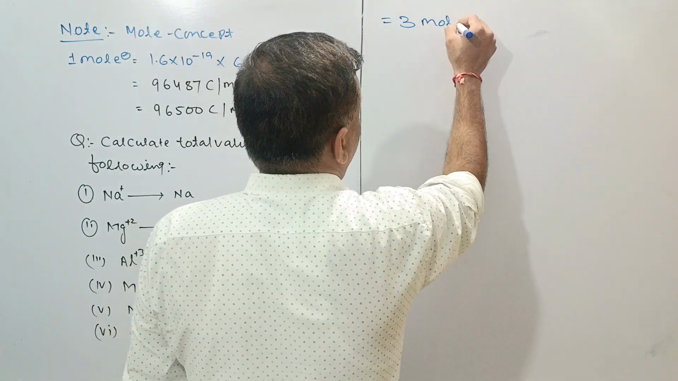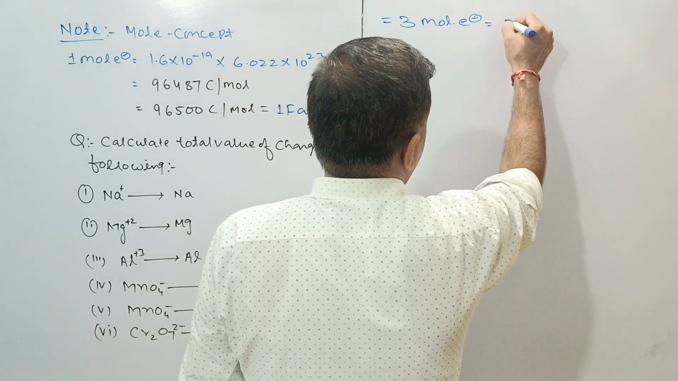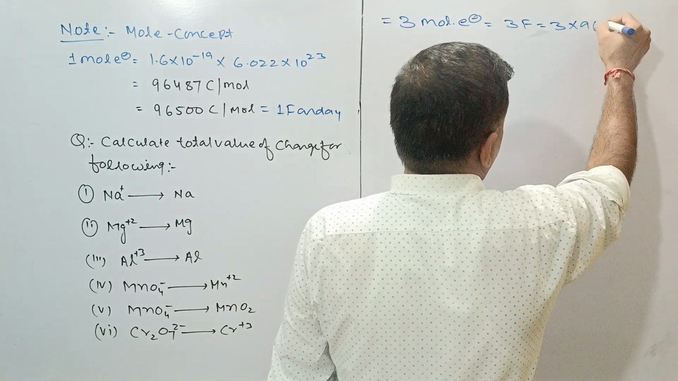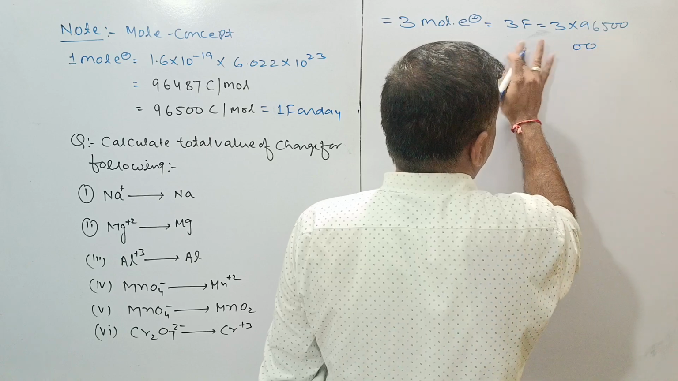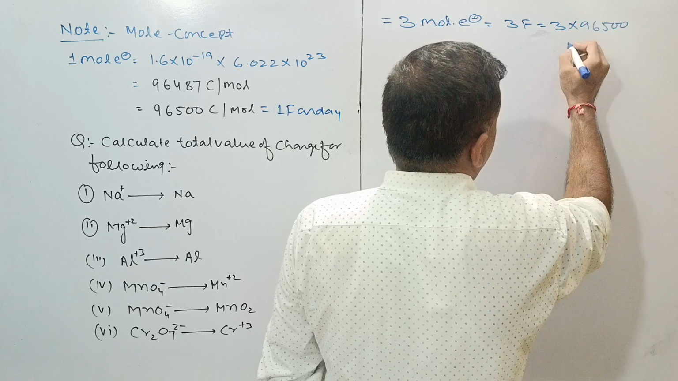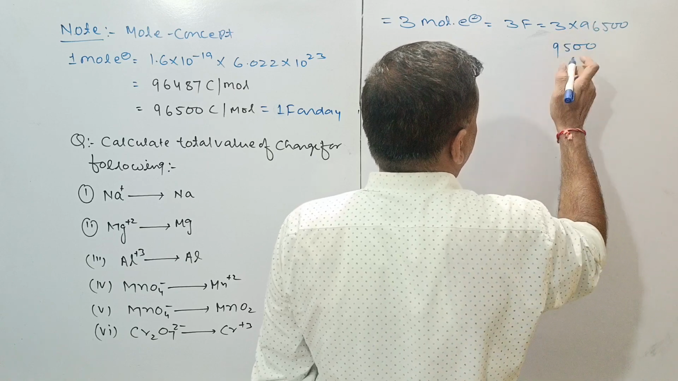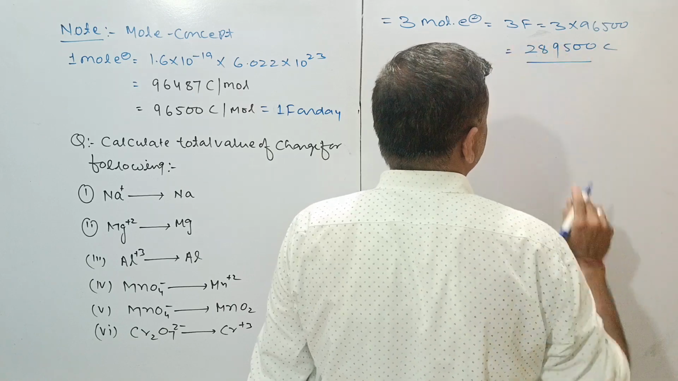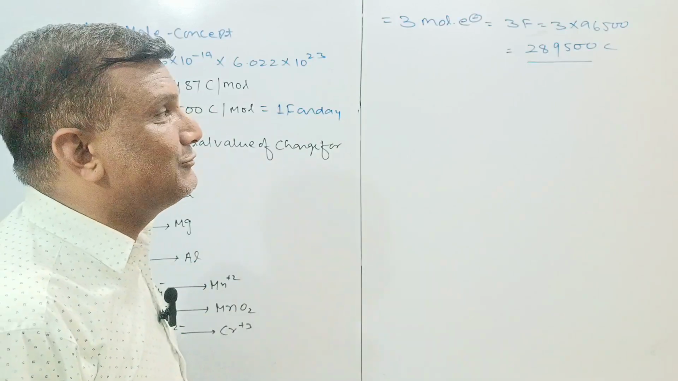3 moles of electron. 3 mole of electron means 3 Faraday, means 3 into 96500. 3 5s are 15. 3 6s are 18 plus 1, 19, and 3 9s are 27 and 28. This will be the total value of charge, 289500 coulomb.